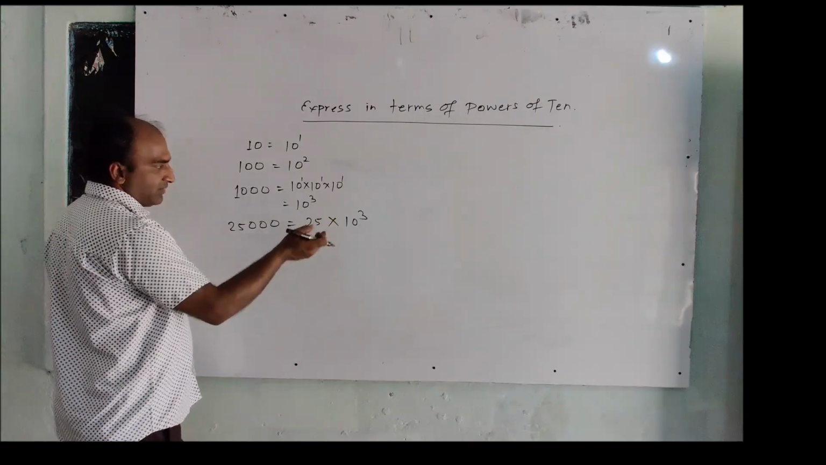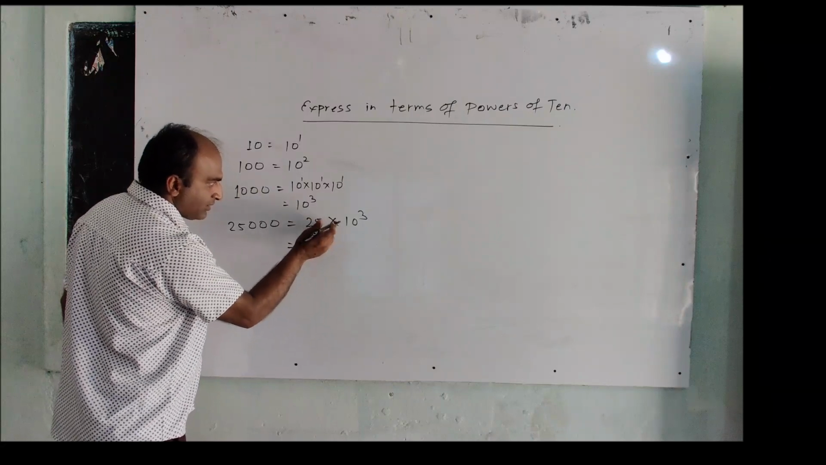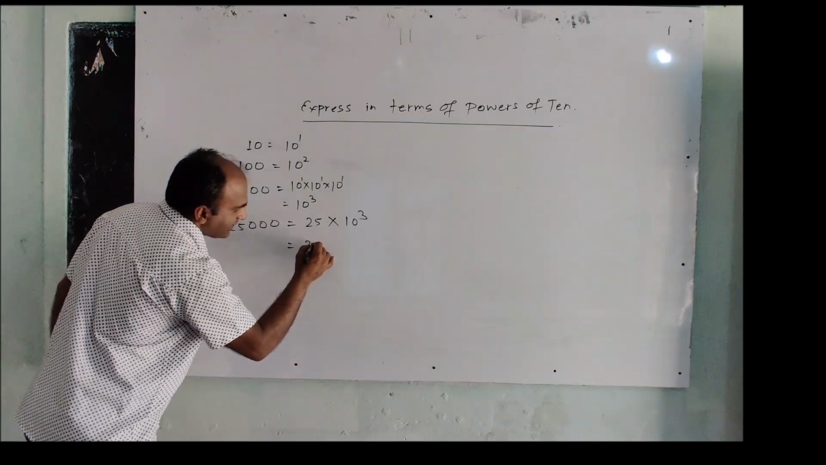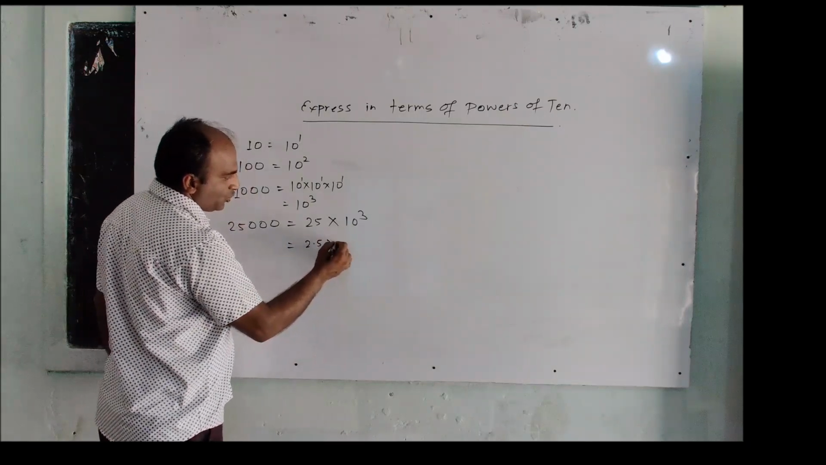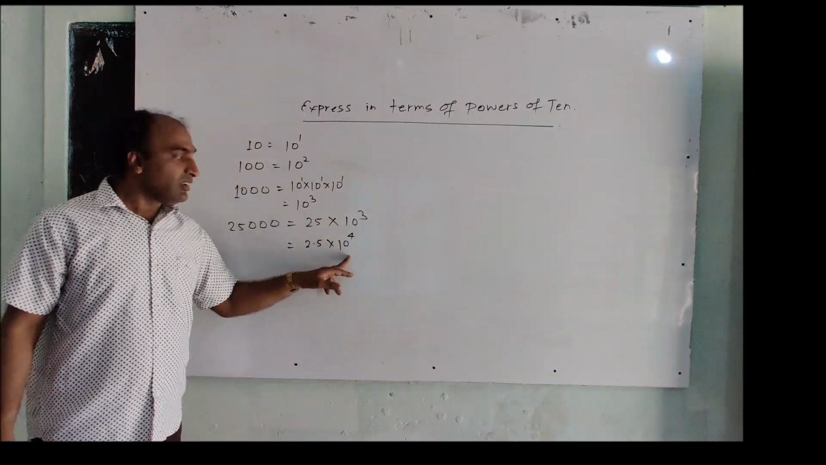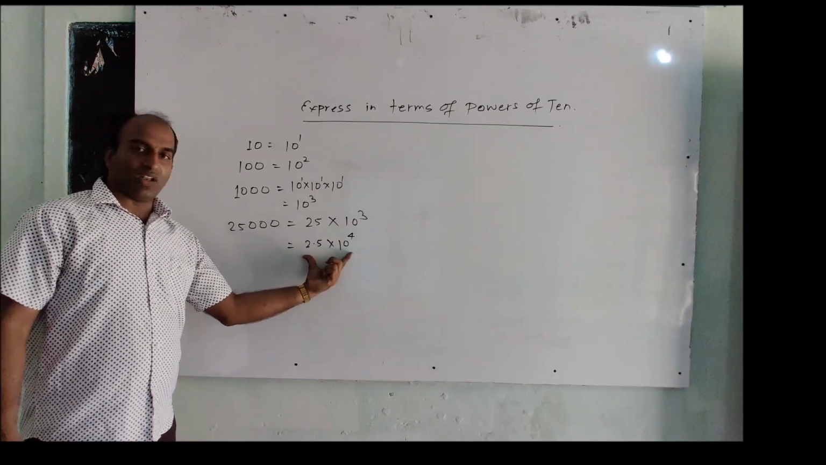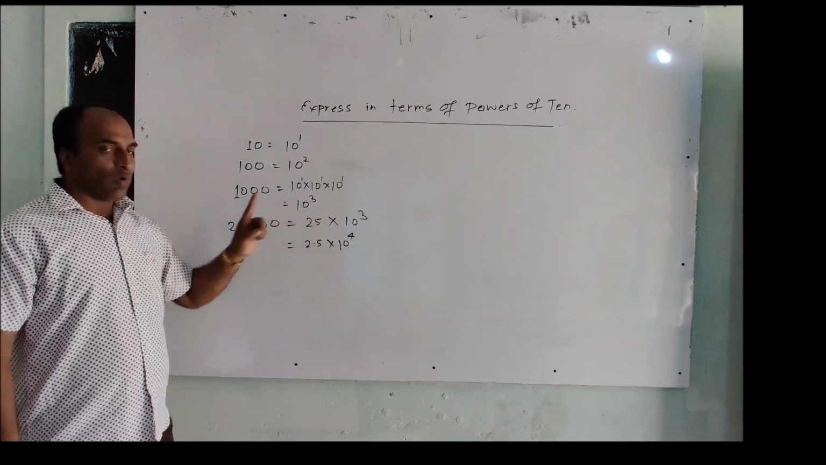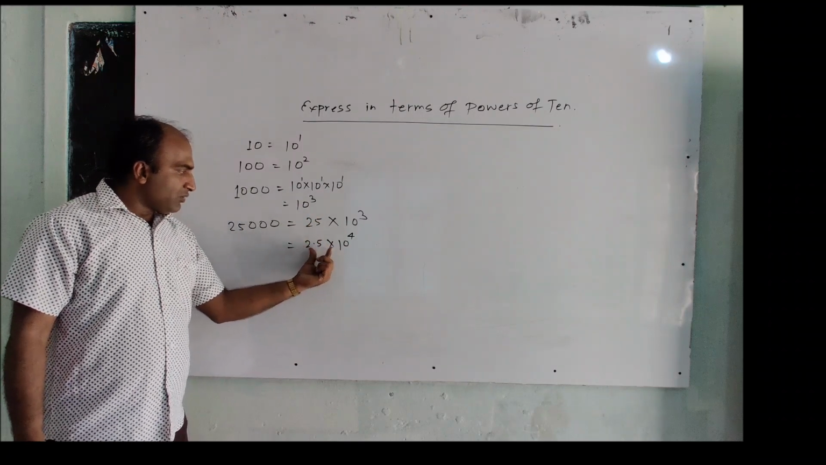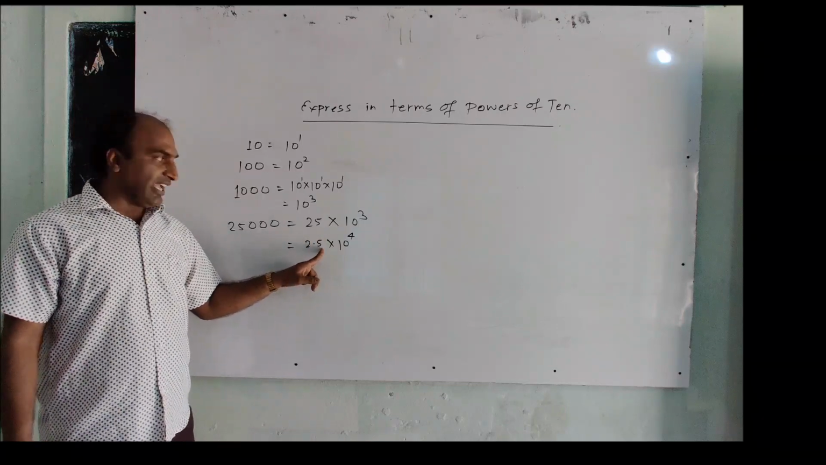While expressing in terms of powers of 10, here 25 is given before the multiplication sign. Therefore, we can write it this way: 2.5 into 10 power 4. This is the value of 25,000 in terms of powers of 10. One point to be noted: the number before the sign of multiplication should be smaller than 10.